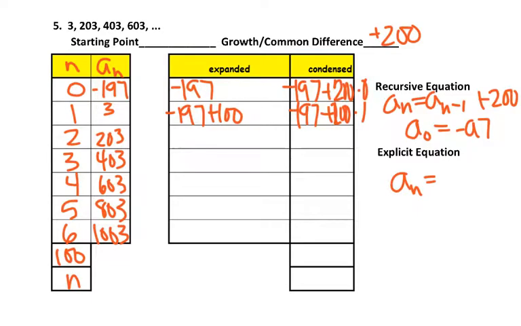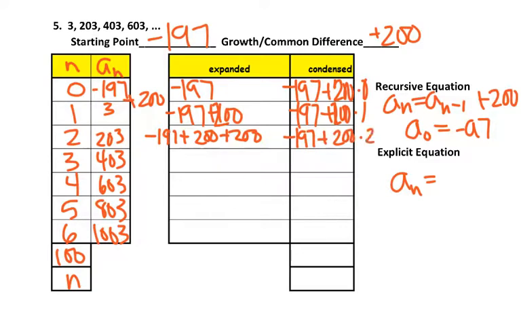Okay, plus 200. Plus 200. There we go. Now it works, right? Okay, so negative 197. All right, so we take negative 197, and we add 200 twice to get to 203, or negative 197 plus 200 times 2. If we're doing it to the third term, we started with negative 197 and we add 200 3 times. Or we multiply that adding of 200 by 3.